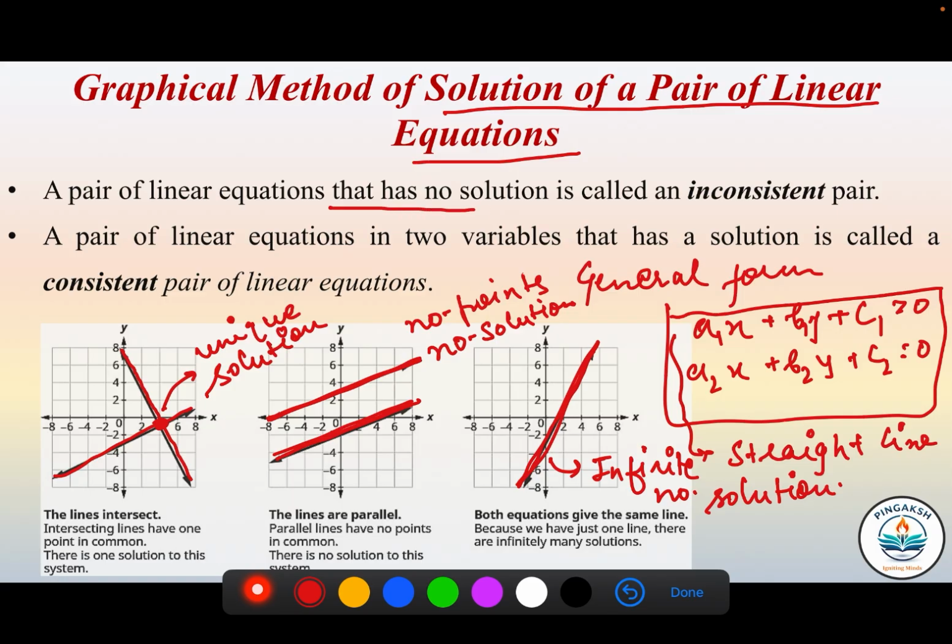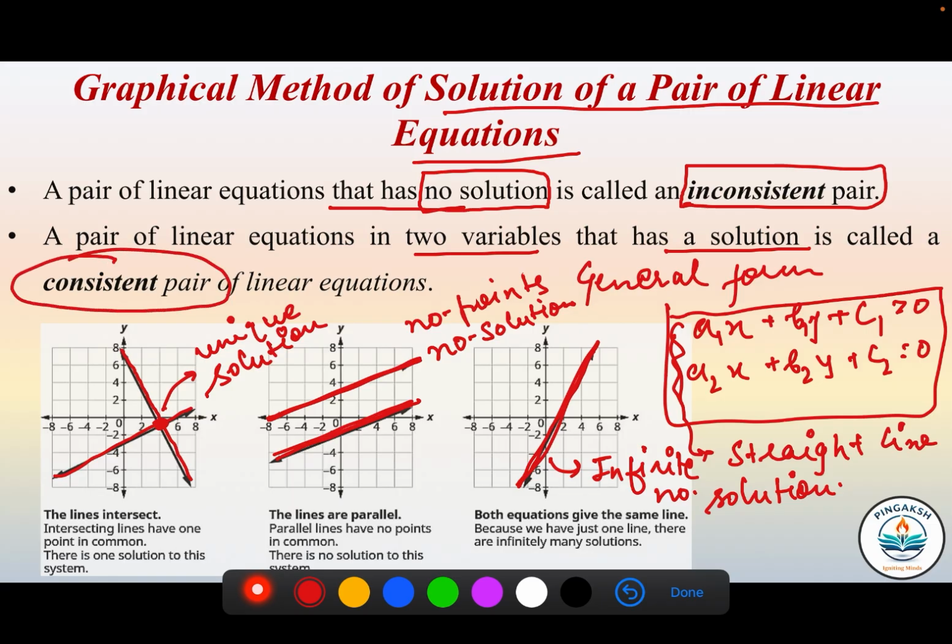Pair of linear equations that has no solution. पेयर ऑफ लीनियर इक्वेशन जिनकी कोई सॉल्यूशन नहीं होता है उनको हम क्या बोलते हैं? इनकंसिस्टेंट पेयर. मतलब वो पेयर ऑफ इक्वेशंस जो पैरेलल होंगे, जो कहीं किसी भी पॉइंट पे इंटरसेक्ट नहीं होंगे, वो इनकंसिस्टेंट पेयर होंगे. A pair of equations in two variables that has a solution is called a consistent pair. That is called the consistent pair of lines.